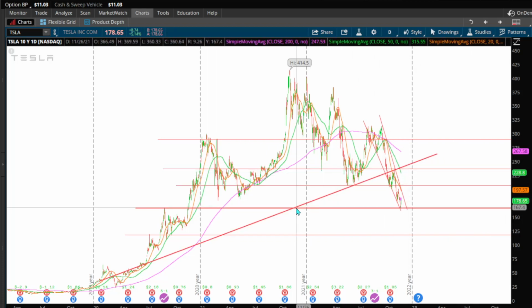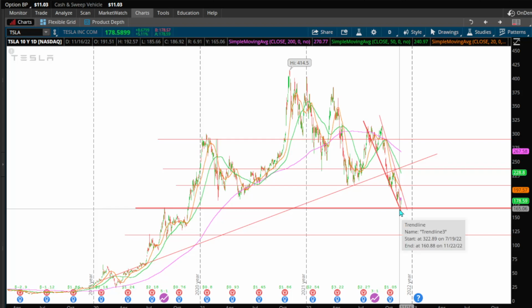Now let's go ahead and explain these trend lines and support and resistance. We've recently just bounced off this support trend line right here. This was prior resistance right back here. So this support right here is right around 165. So yeah, we pretty much bounced off of it.